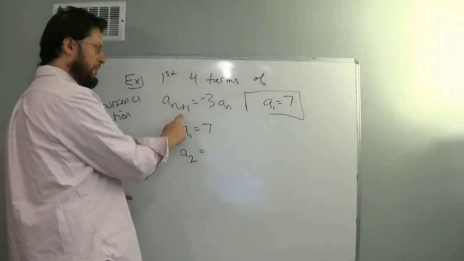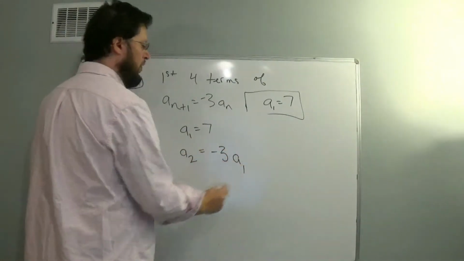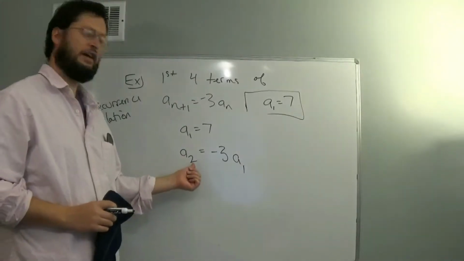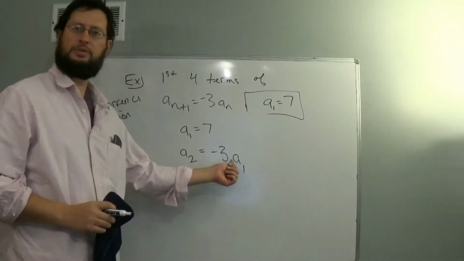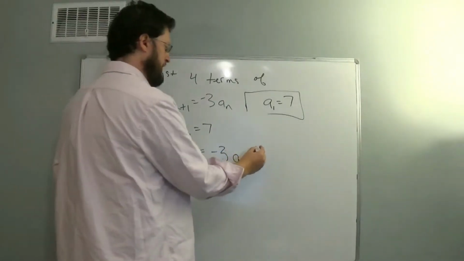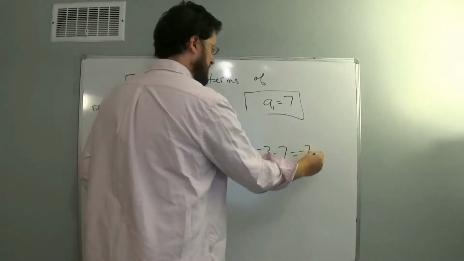And a2 is negative 3a1. That's all that says. The next term is negative 3 times the previous term. So that's negative 3 times 7, which is negative 21.